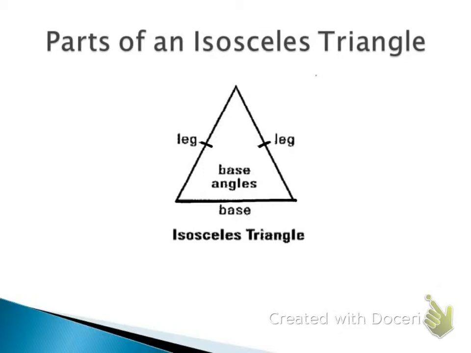And then we call the angles across from the legs, the angles that touch the base, those are called the base angles. While you have this picture, I would label the base angles as being congruent. You're going to learn that on the next slide. If two sides are congruent, the angles opposite those sides are also congruent. So if the legs are congruent, the base angles are congruent. Any questions on the parts of an isosceles triangle?